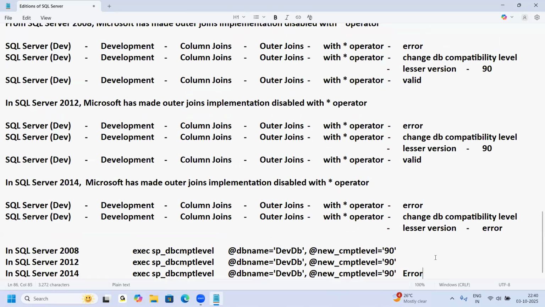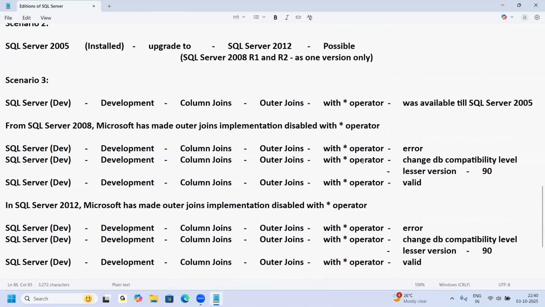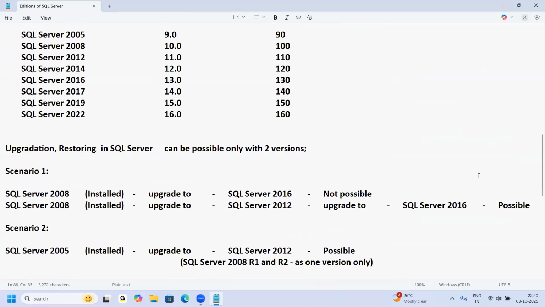This is only an introductory part, just to give you an idea, to make you understand that you got upgradation and restoring facility available only with two versions. Just to make you understand, I mentioned all these things.